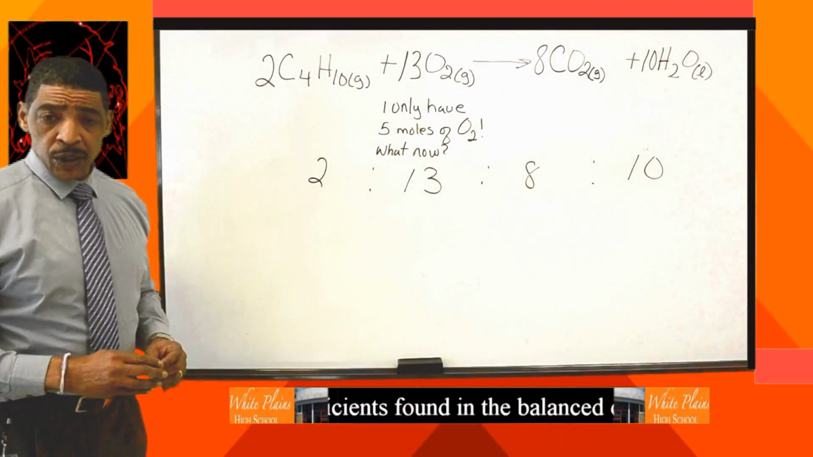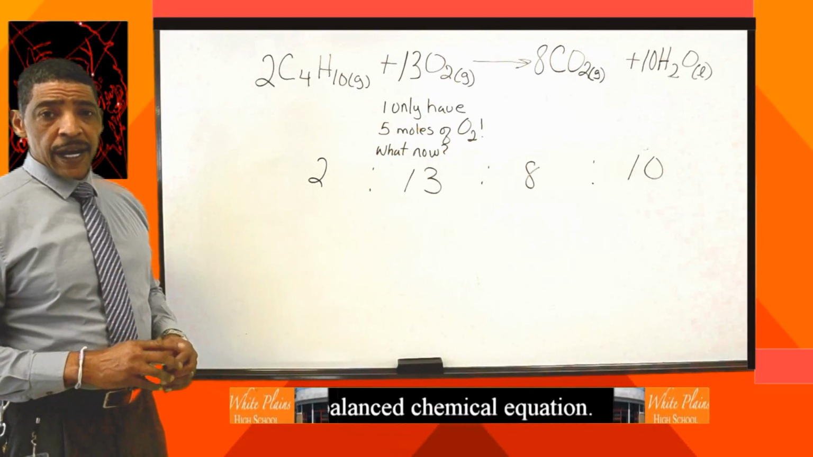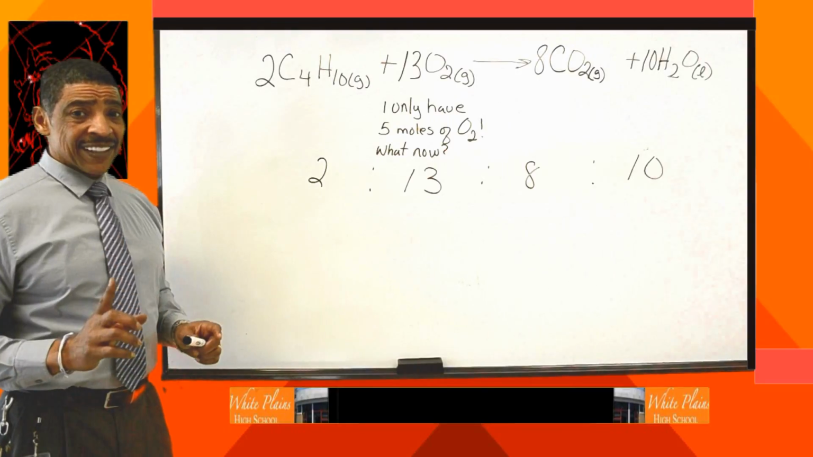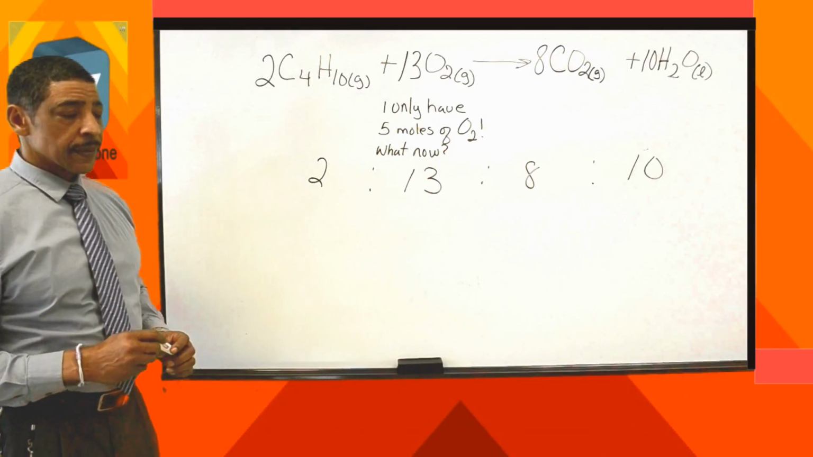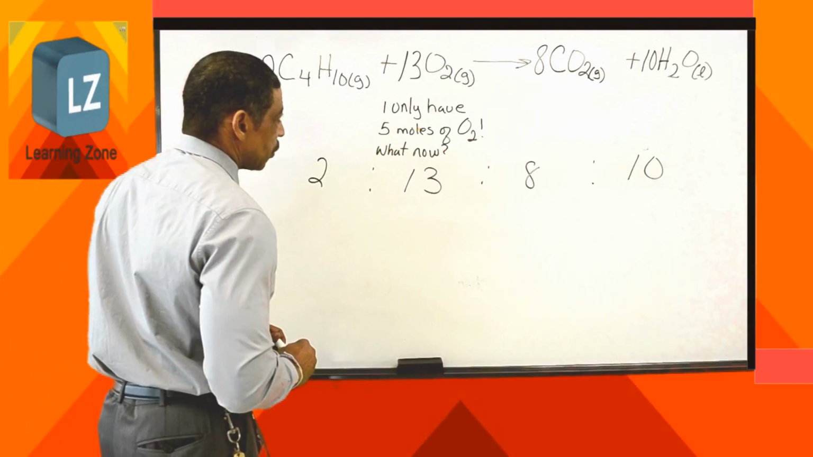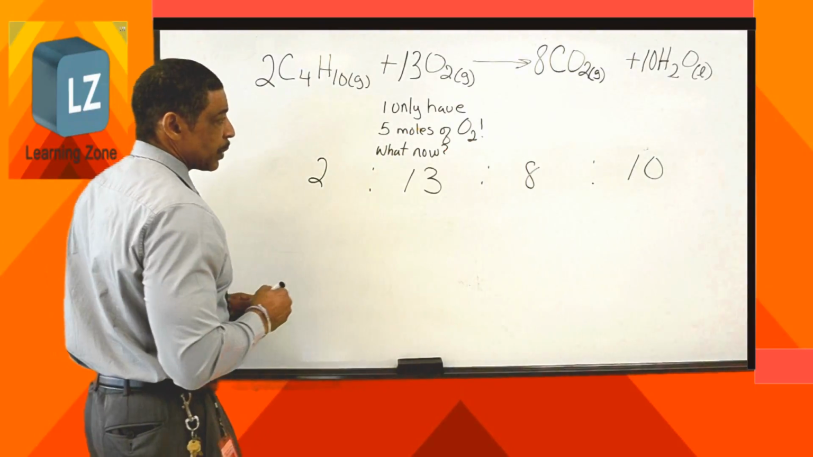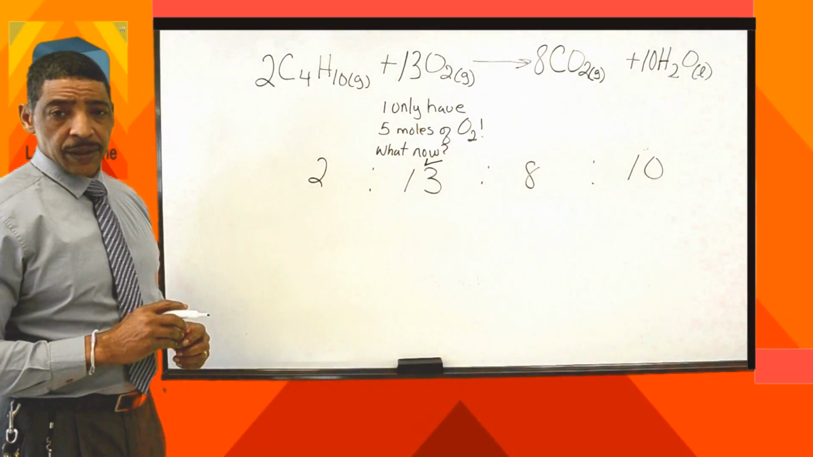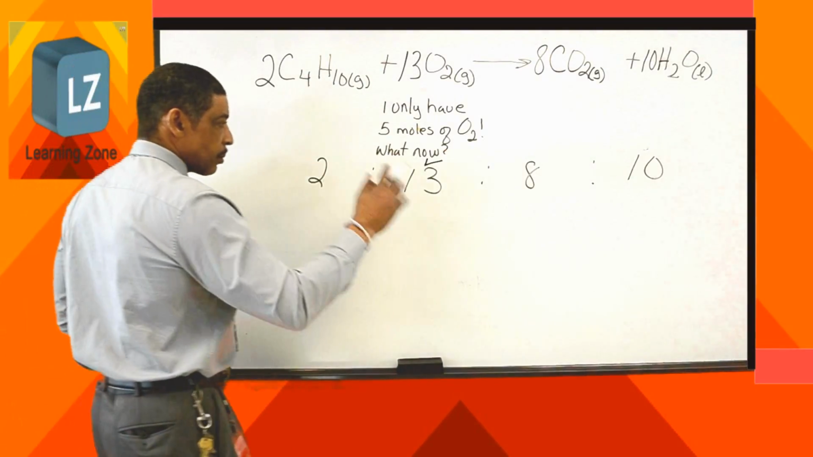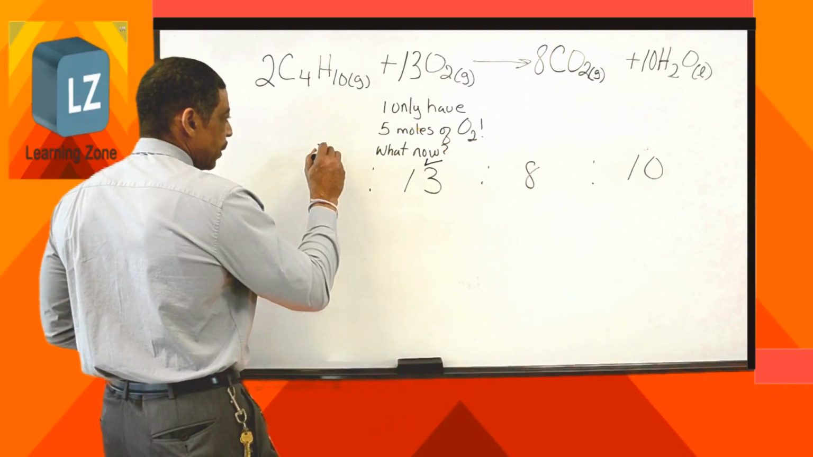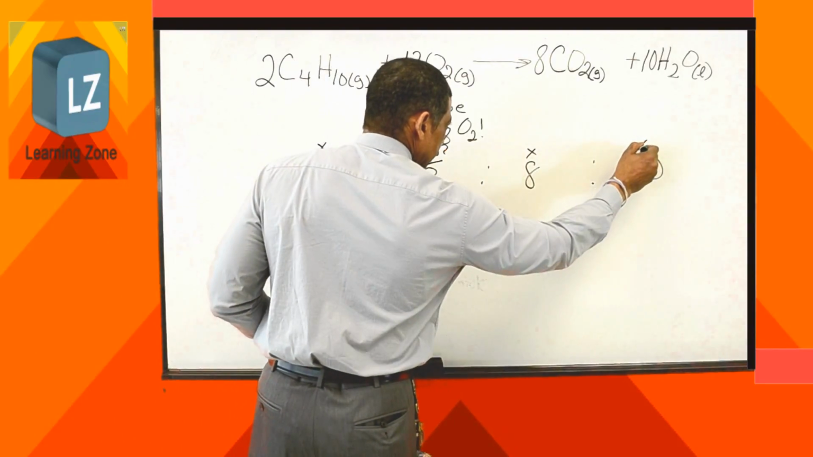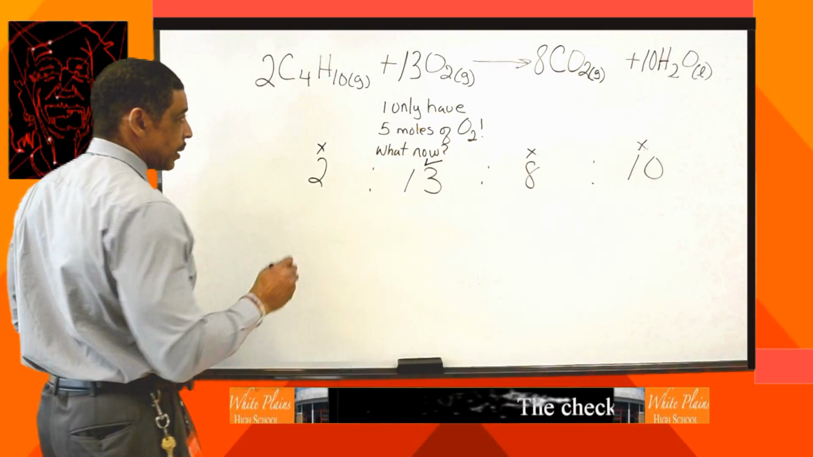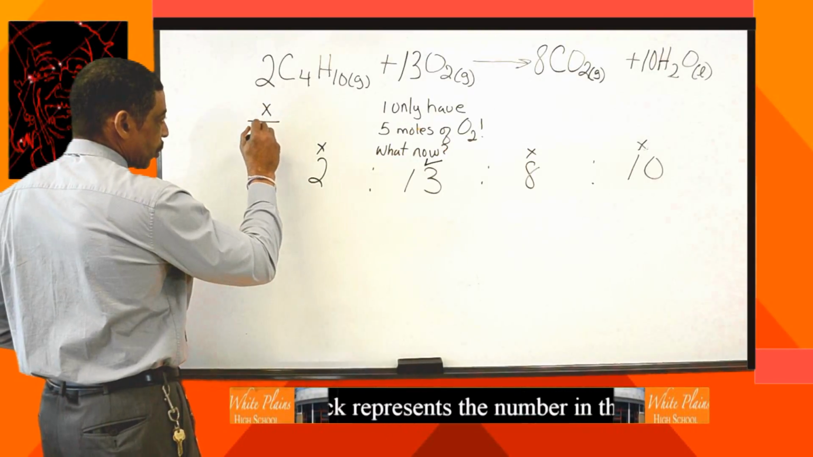Now, using the molar ratio, create a fraction where the fraction will always be x over check. Since we're given information about the oxygen gas, we place a check over the 13 in the molar ratio. All other numbers in the molar ratio will be given an x. Remember, the fraction must be x over check.